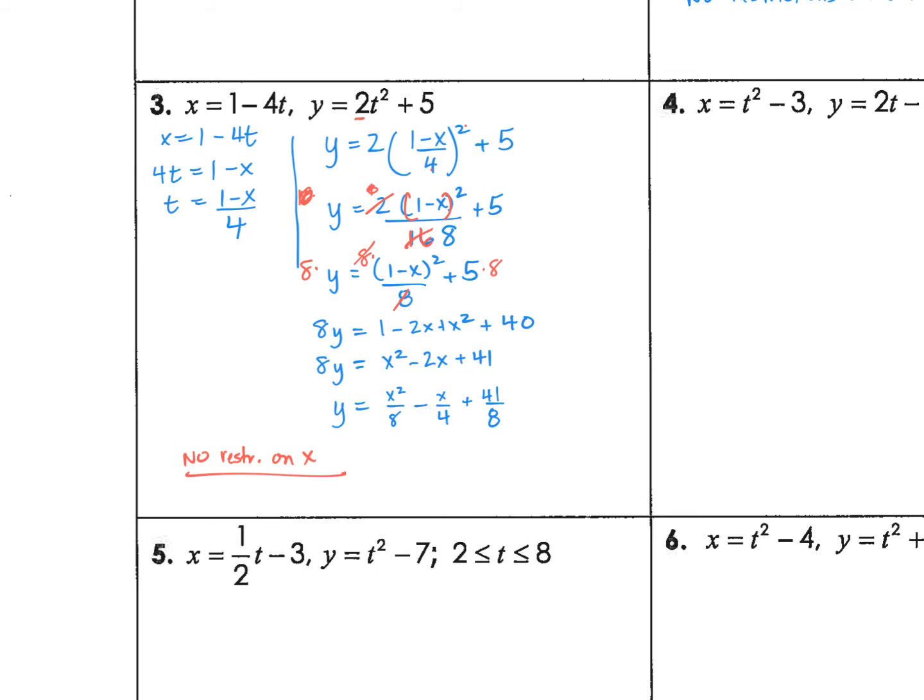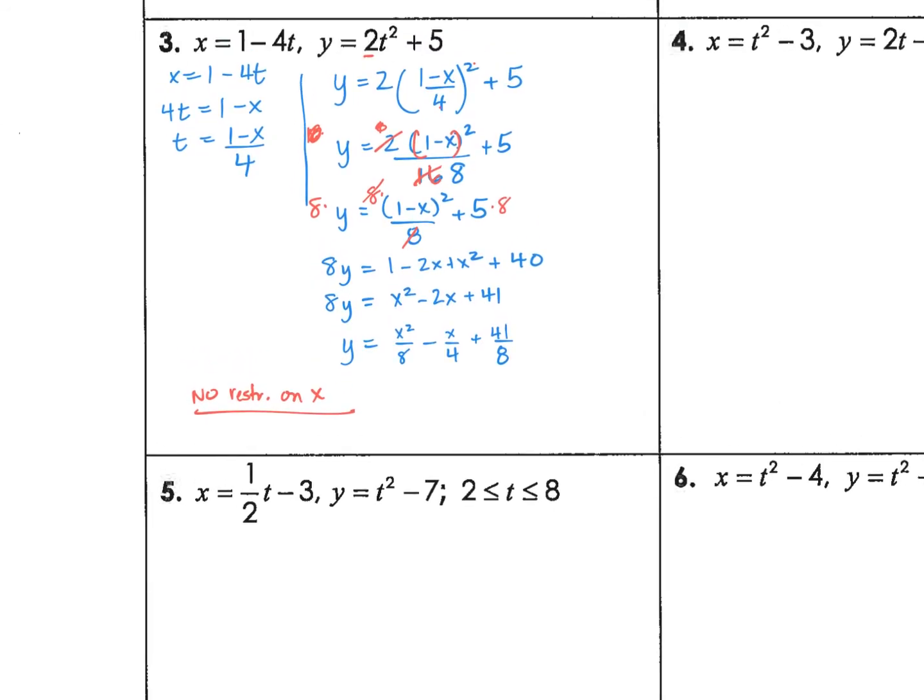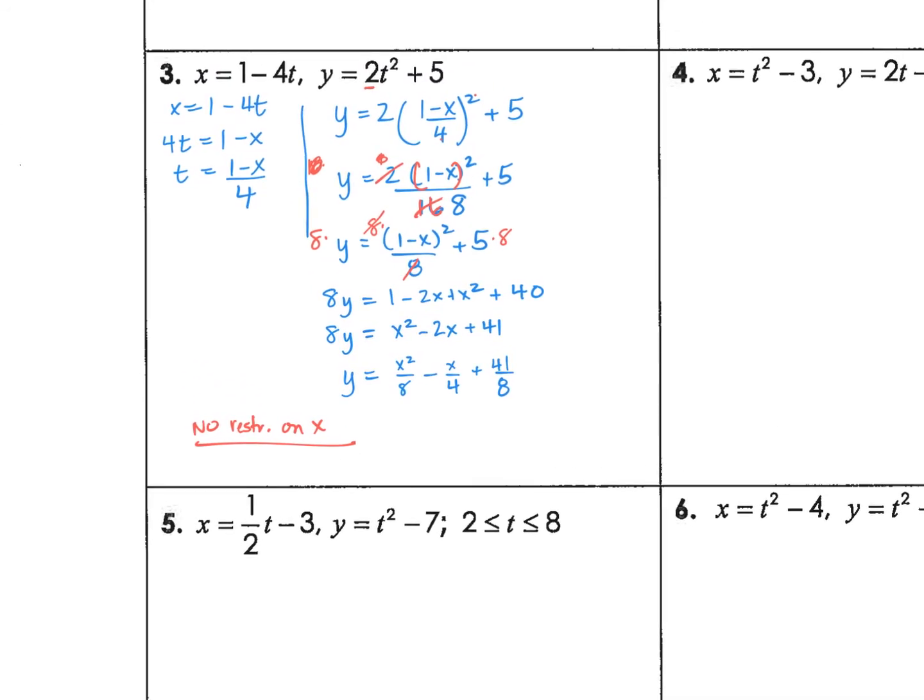All right, let's look at one more where we actually have a restriction, and you'll see why we have a restriction. Anybody have any other questions on 3? Are we good? Yes, no?